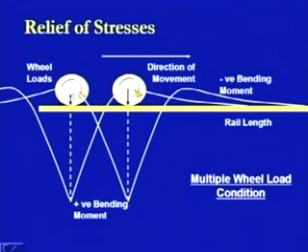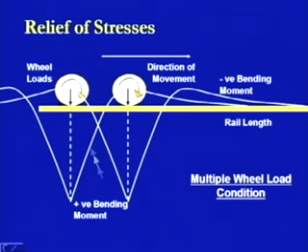maximum negative bending moment because of this wheel load. So, the effect of this wheel on the previous wheel is inducing the maximum negative bending moment at this location. What is going to be the net effect is this positive bending moment minus this negative bending moment.